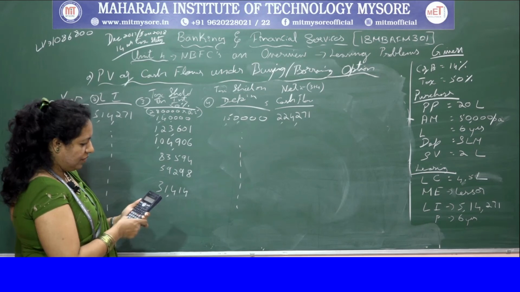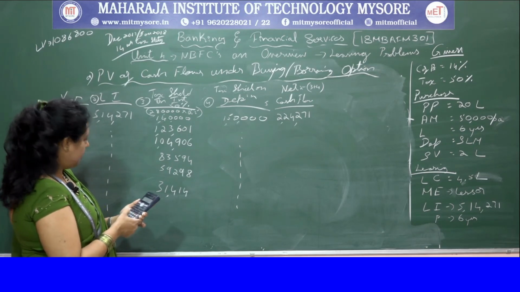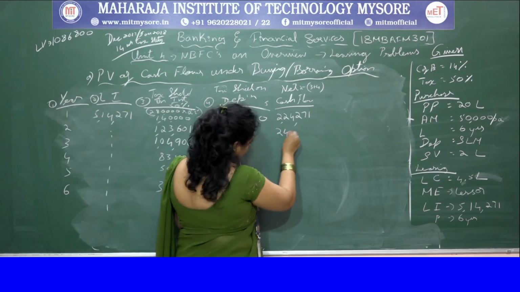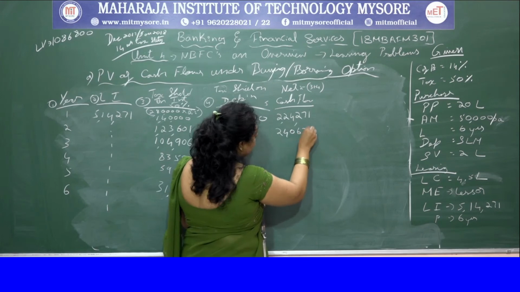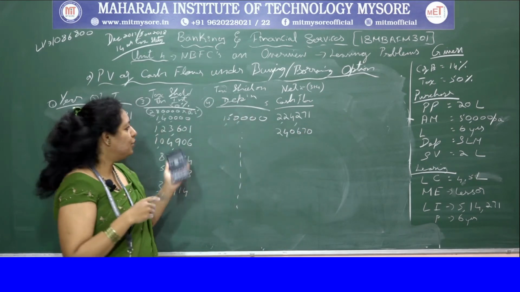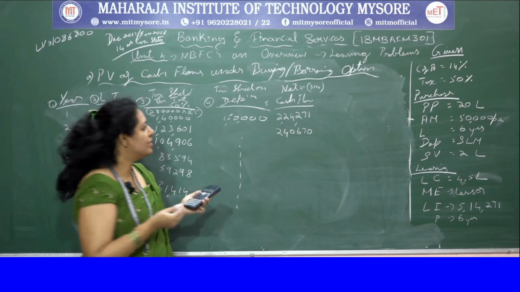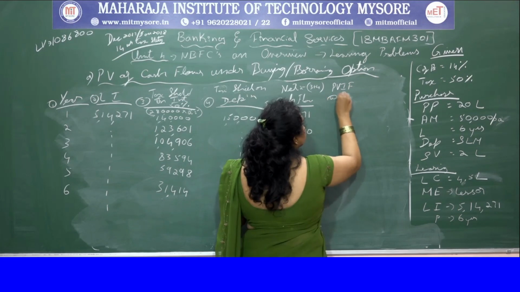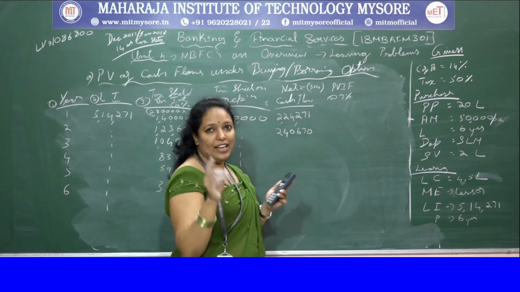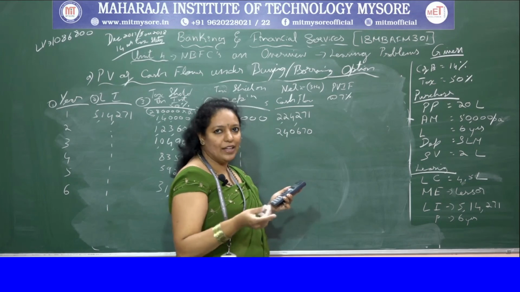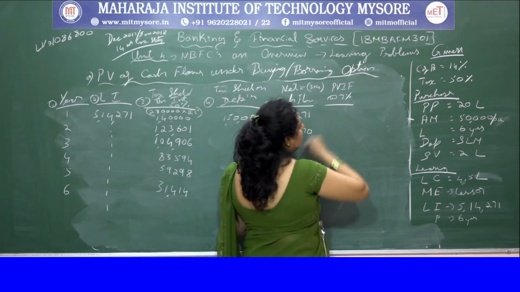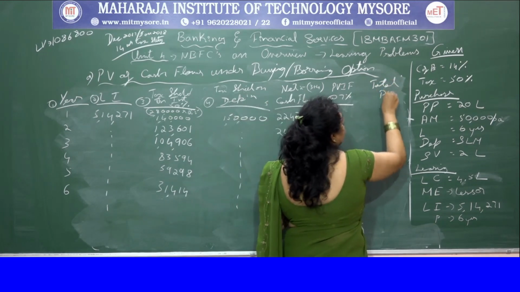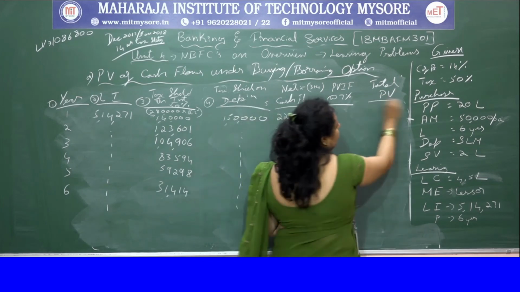1,23,601 plus 1,50,000 minus 5,14,271. You get 2,40,670. Meanwhile, we'll just multiply with the present value interest factor at 7%. I've already calculated the values, and I'll write those values. Then the last one is total PV. Directly we'll do, or else it will take more time.